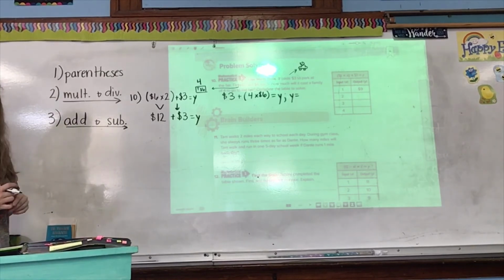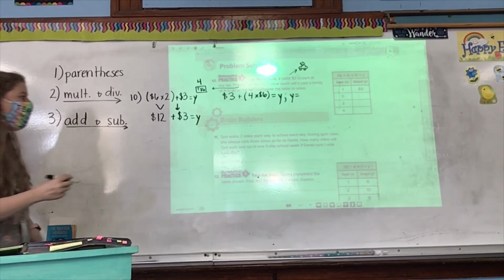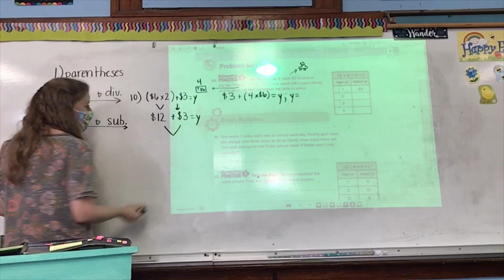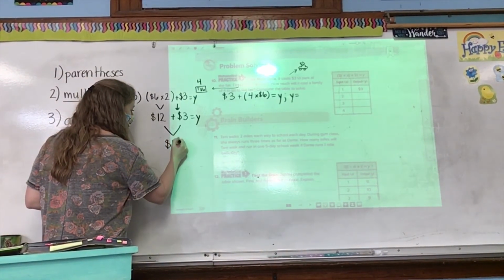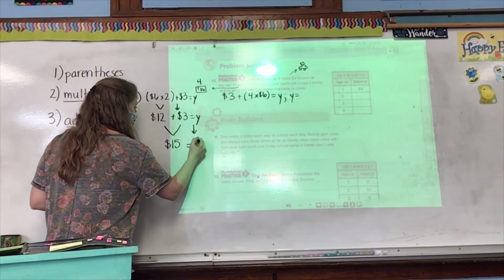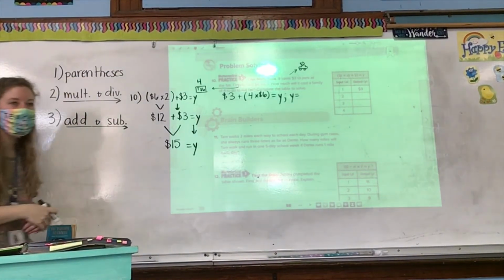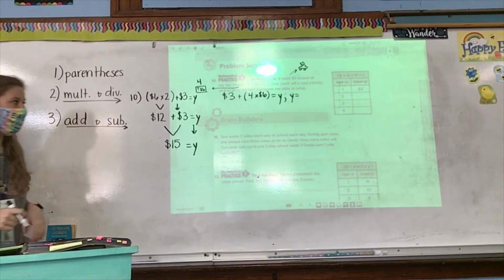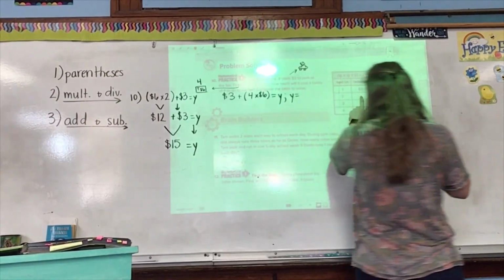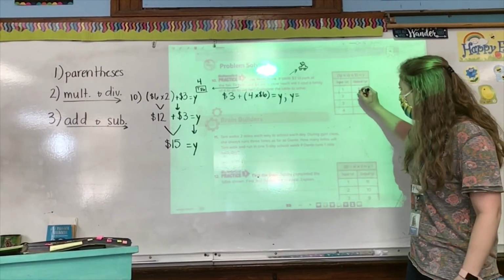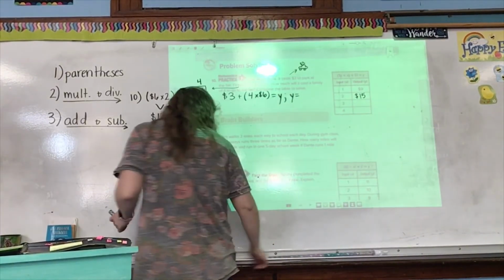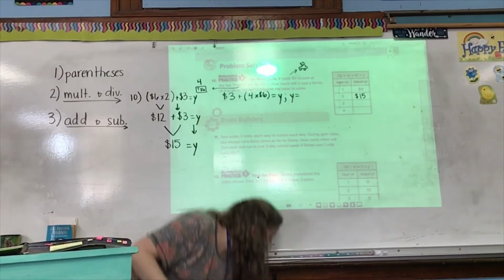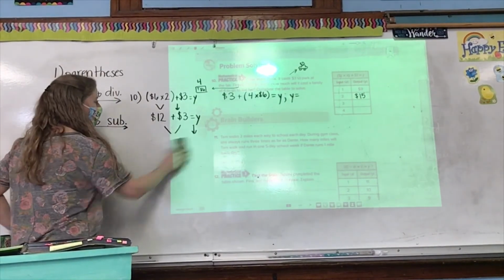What do we do next? Cullen? We add. $12 plus $3 equals $15. We bring down. Do we have anything else, class? No. So if 2 people go to the fair, how much will it cost them? $15. Now let's figure out how much it's going to cost for 3 people to go to the fair.